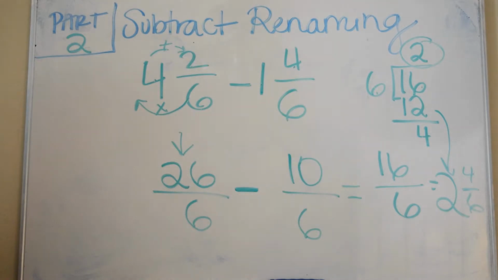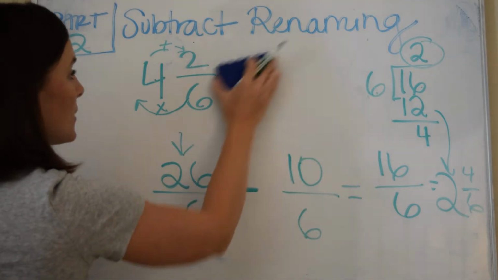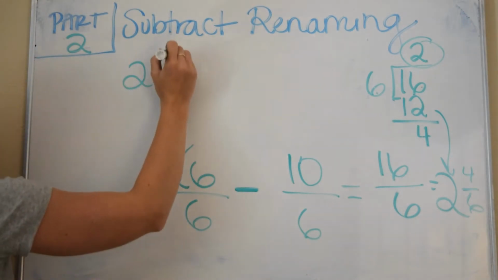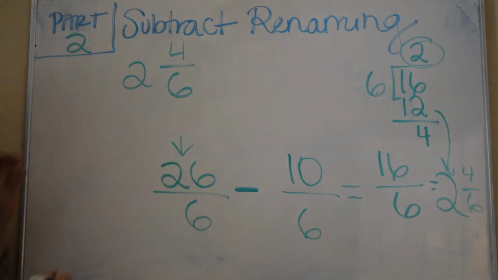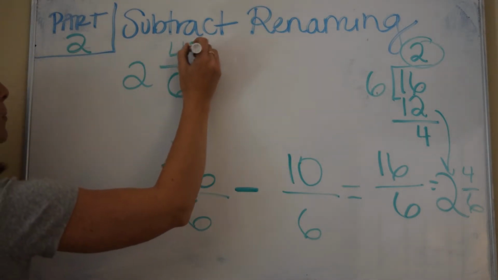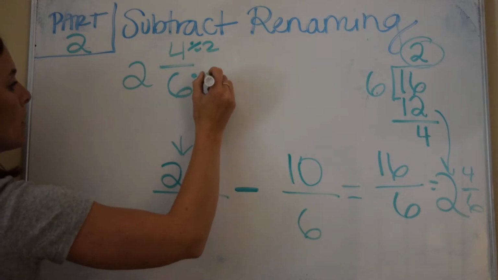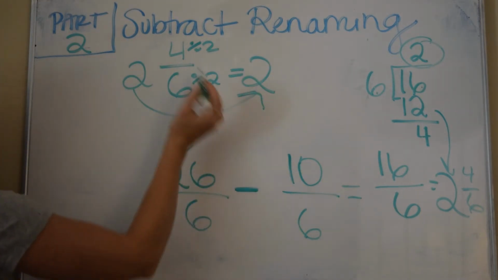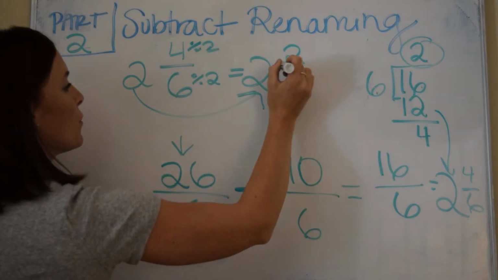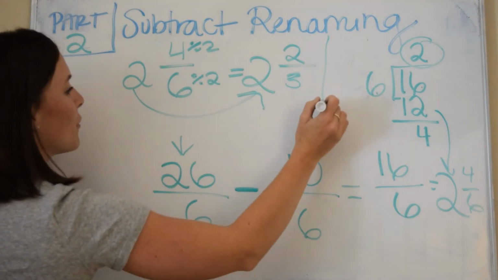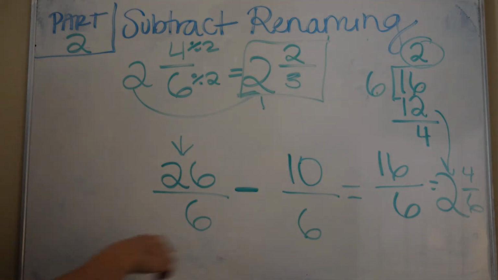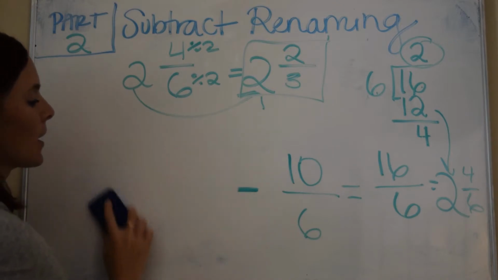So now my fraction is proper, and I'm going to erase because I need some more room up here. So now my fraction is proper, 2 and 4/6, but can you simplify 4/6? Yes, they're both divisible by 2. So my new fraction, the whole number comes over. 4 divided by 2 is 2, and 6 divided by 2 is 3. Our final answer is 2 2/3. Let me show you another example of how we did that, okay?